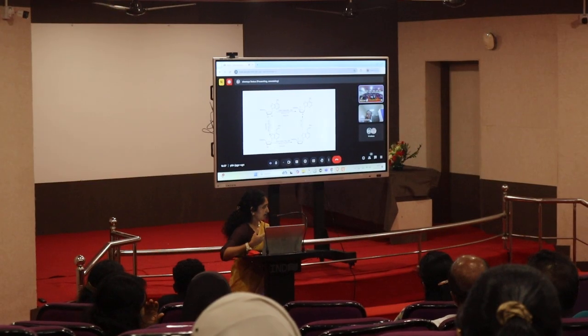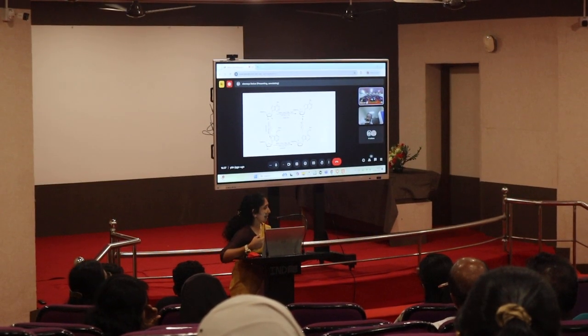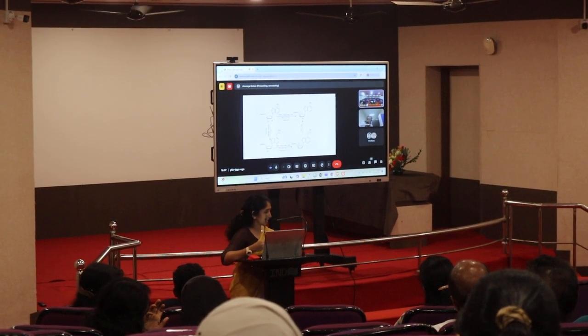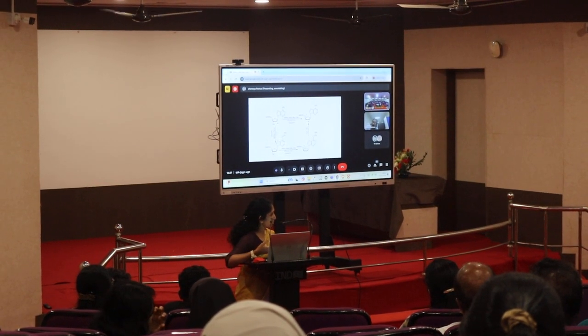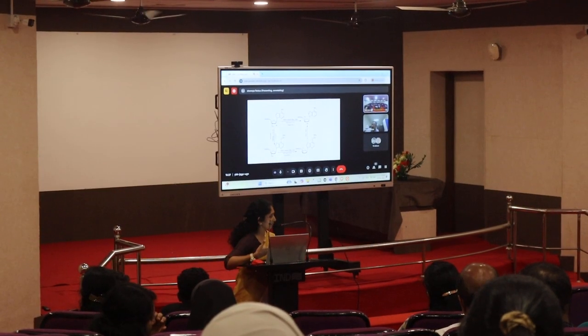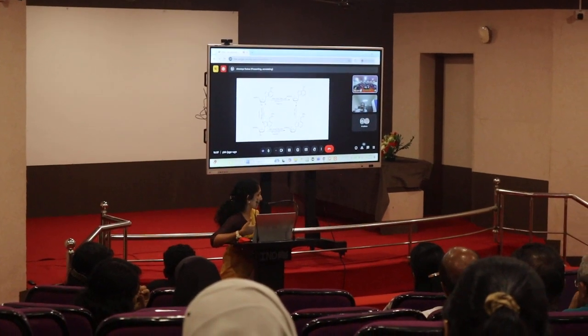And about the fusion of a compound, actually we have done only in silico methods. We have to do some in vivo methods in order to find what actually will be the impact of that molecule on the biological system.